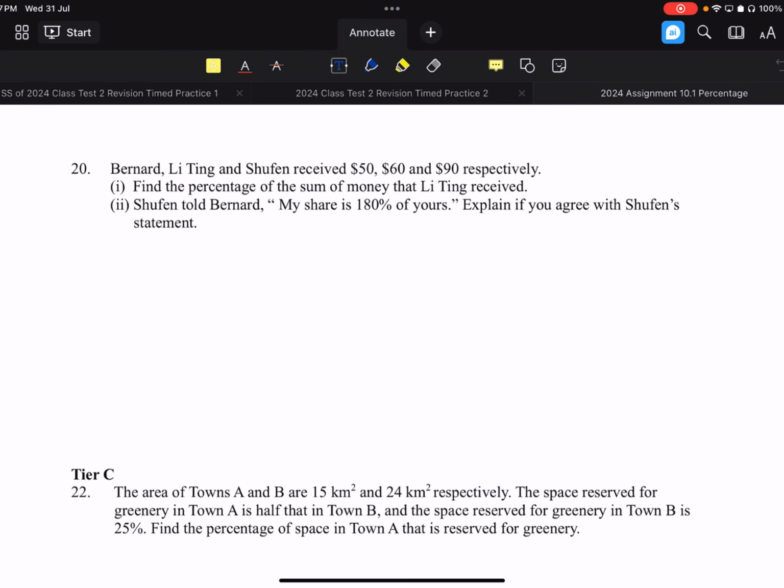Okay, so let us continue with the next question, right? Yeah, that's Shane. Hi. Okay, so for this question, Bernard, Li Ting, and Su Fen received $50, $60, and $90 respectively. So what they want us to do is to find the percentage of the sum of money that Li Ting received. In order to do that, we need to actually get the total. So how do we get the total, right? So we start by finding the total amount of money.